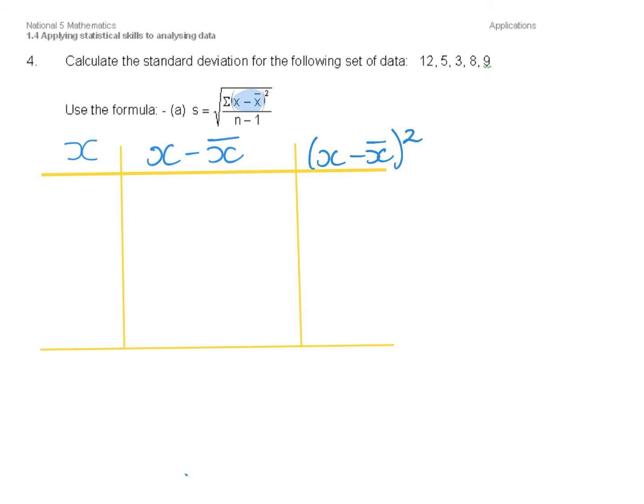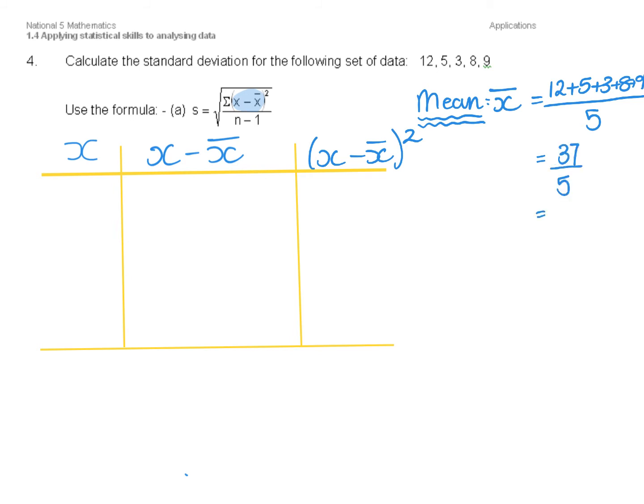Now, what do I need for this? Oh, I need to know what x bar is. Now remember, that is our mean. Okay, so we can't work anything out in our table until we've got our mean. So remember, that means to add the values together and then divide by how many values there are, which is 5 in this case. Okay, and that comes together to make 37, and then 37 shared by 5 is 6.4.